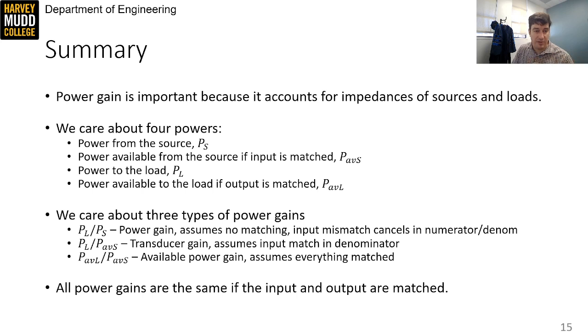There's operating power gain, or just plain power gain, which assumes no matching, and the input mismatch cancels in the numerator and denominator. That's a little optimistic because it ignores input mismatch, so we also care about transducer gain, which assumes a perfect input match, resulting in no cancellation of your mismatched terms. And finally, we care about available power gain, where all our terms cancel and we have just a best case scenario. And all power gains are the same if the input and the output are matched. We achieve our available gain by matching the input and the output.